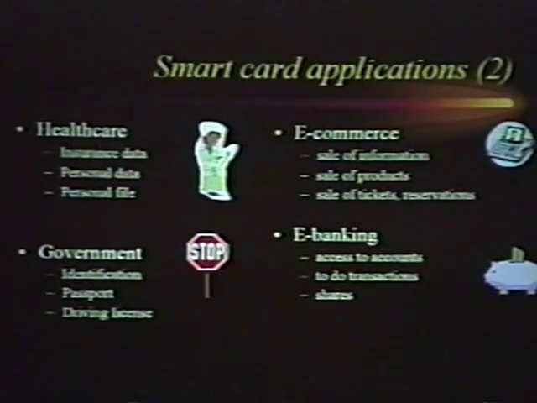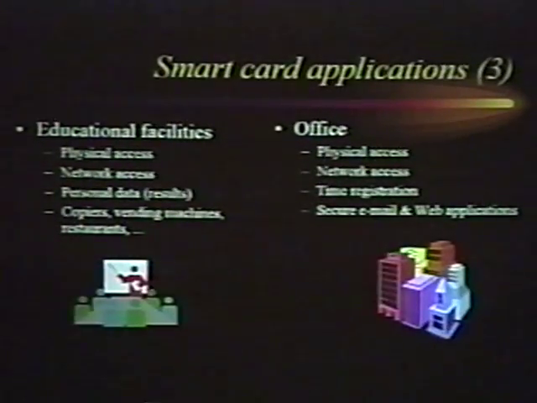But furthermore, we can think about e-commerce and e-banking. In the field of credit cards, there's a new development called EMV. It's a consortium of the three bigger credit card companies, and they want to add a smart card chip on their credit cards to reduce fraud. Finally, educational facilities and offices. Well, you can see for yourself, it's pretty obvious. You can arrange access control, protect data, arrange small costs, all these things.